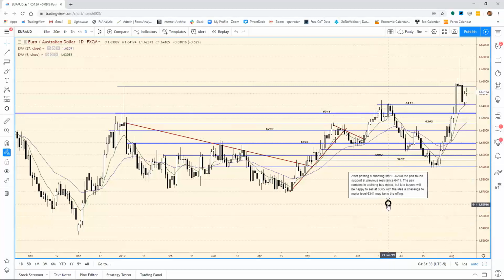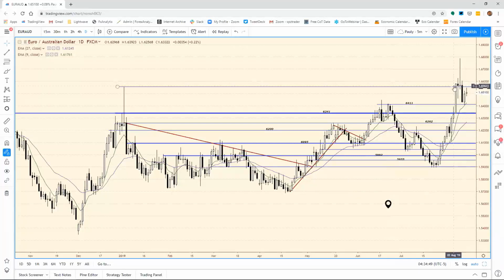The pair remains in a strong buy mode, but late buyers will be happy to sell at 65.65 with the idea a challenge to a major level, 60.30.41 may be in the offing. Well, you can see here we've just about made that run. There's that 65.65.